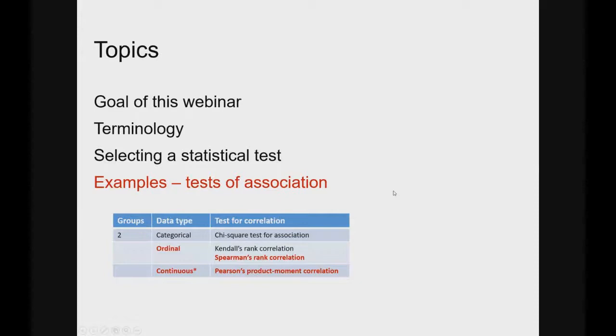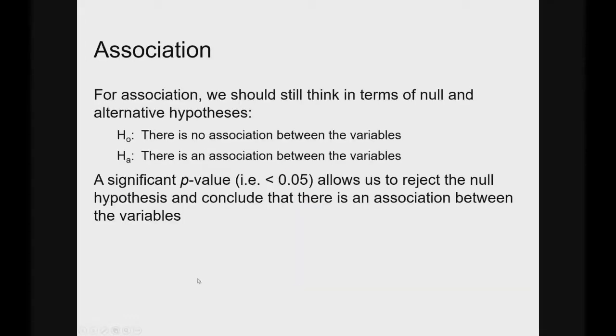Okay, so then just to wrap it up, I got a few more slides where we can talk about tests of association. And this is different from tests of difference, as we talked about before. And we'll look at these two, ordinal or continuous data, sticking with just two groups. So what is association again? Well, it's the opposite of difference, right? It's a different kind of thing.